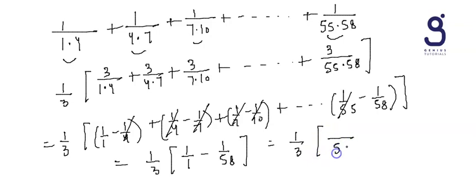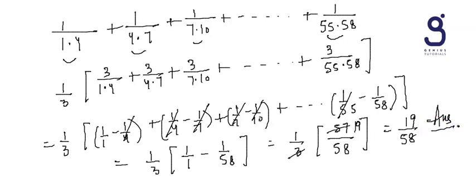Now 58 will be the LCM and numerator will be 58 minus 1, which is nothing but 57. This will cancel out, so the final answer will be 19 by 58. Now this is the final answer for this question. Got it? So you can get many questions based on this type. Let's try one more on this, a tricky one.